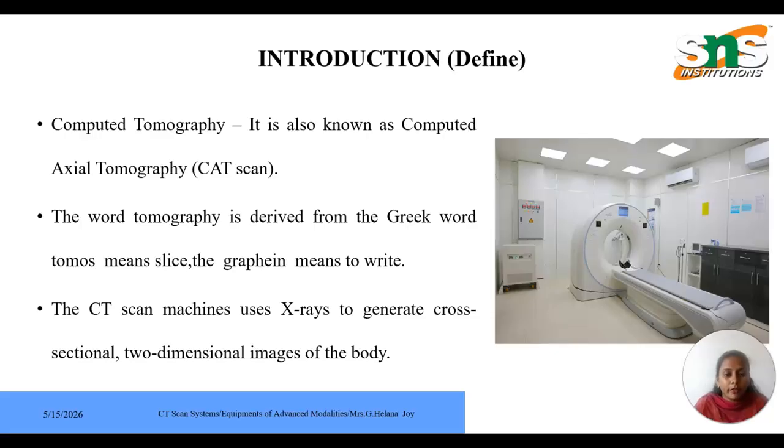The word tomography is derived from a Greek word, in which tomo indicates a slice and graphine means to write. So the CT scan machine uses X-rays to generate cross-sectional two-dimensional images of a human body.